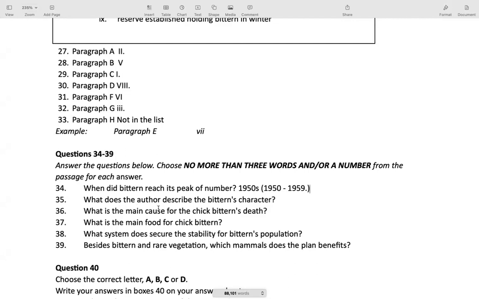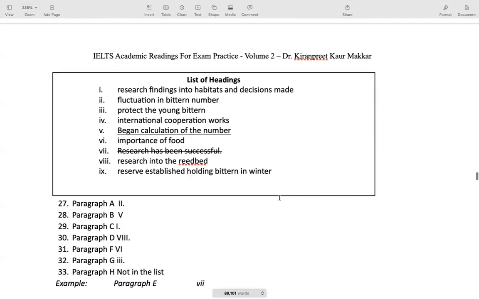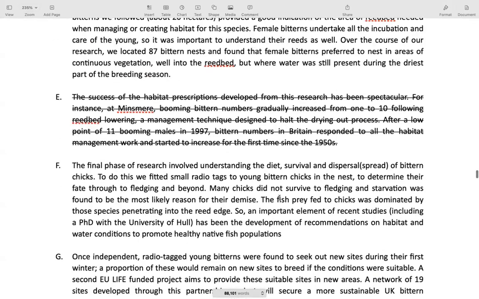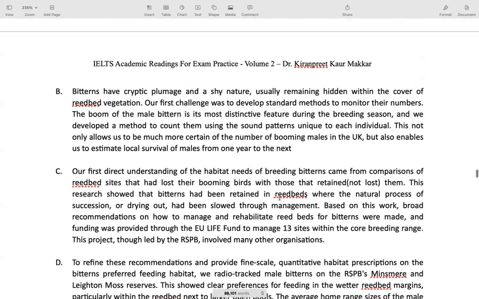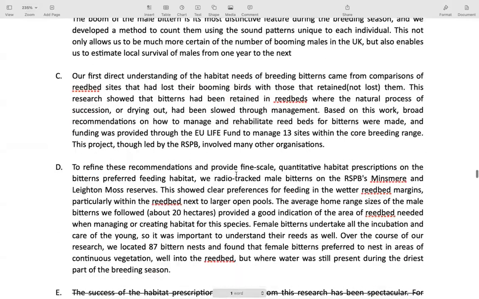Okay, what does the author describe as the Britons' character? So you have done this. What's their character? Shy. Remember, Britons have a cryptic plumage and a shy nature. So their character is how? Shy. So I would have written the answer shy.